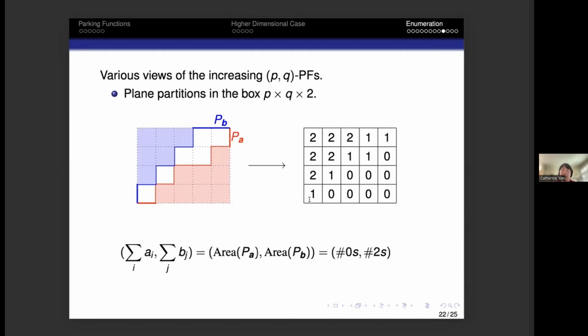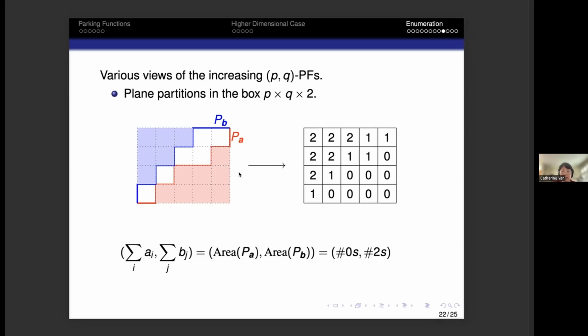This non-crossing lattice path view can also tell some other kind of interesting things. So this is another picture of this pair of non-crossing lattice paths. And when you look at the enumerator of the sum of A_i and the sum of B_j, then in the picture, what you are counting is actually the area bounded below by the first lattice path and bounded on the left by the second lattice path.